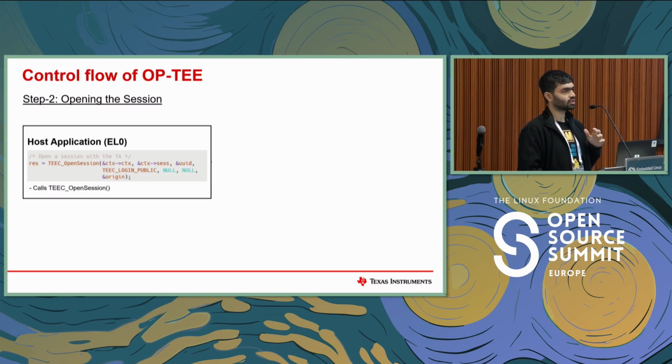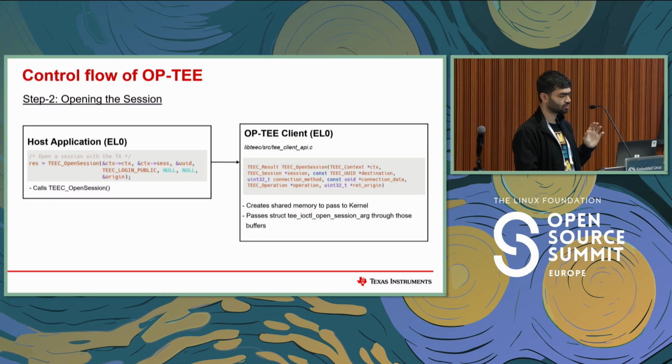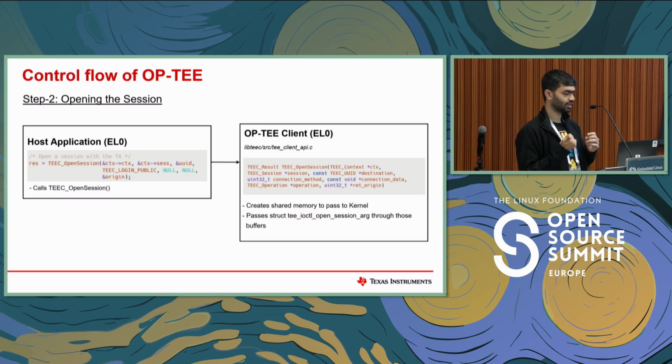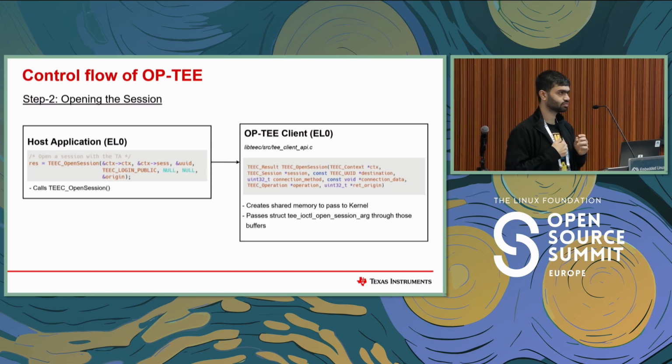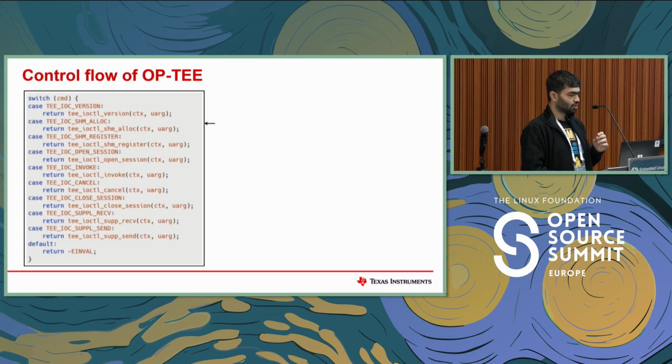Now, once you have the context initialized, you go and start opening the session to the trusted application. The host application calls TEEC open session. Now you go to the OPTEE client. The OPTEE client creates a shared memory that it can use for communication, and it passes that shared memory to the kernel through arguments through an ioctl call. So now from the user space, since an ioctl call happened, we are now in EL1. We are in the kernel.